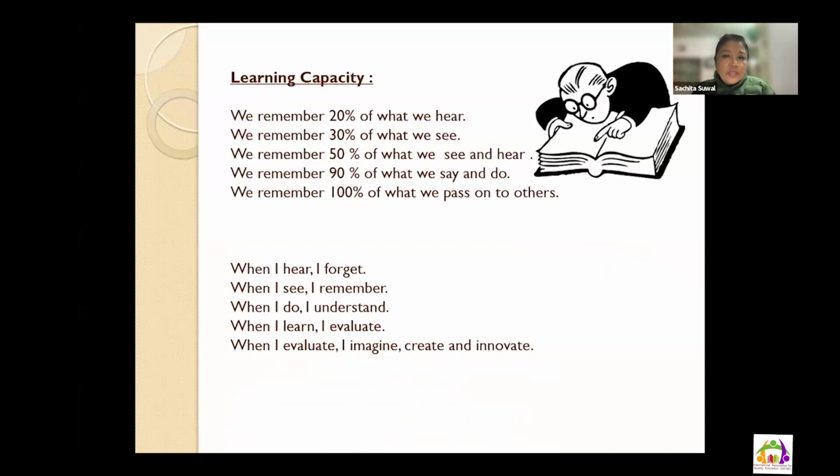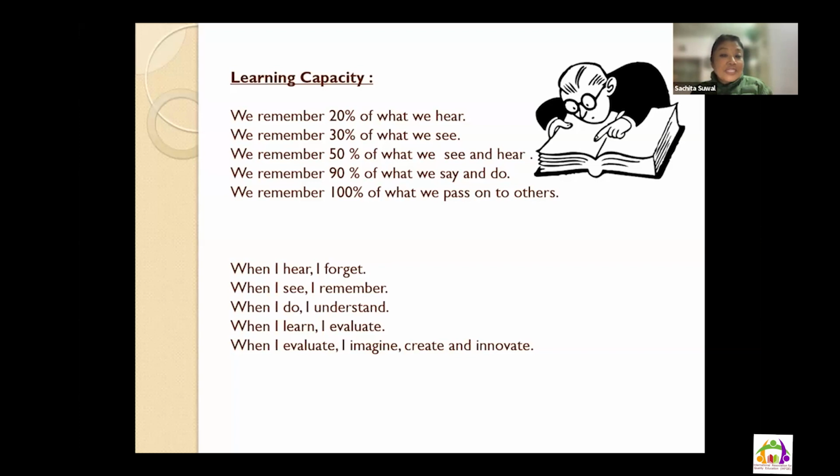Okay, now I think most of you have seen this. What is the learning capacity of students? When we talk about students and talking about STEAM at the same time, we remember 20% of what we hear. Now, if you make the students only listen, or hear something, they only learn 20%. And 30% is what we see, 10% more than what you hear. So if you see something, then 30% of the things will be remembered by us or the children. And then 50% of what we see and hear both. You are hearing as well as seeing something, then you learn 50% of it.